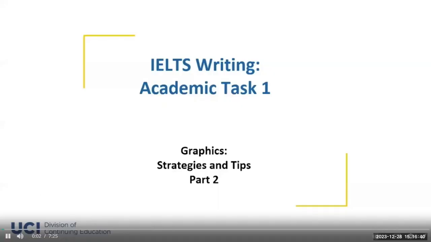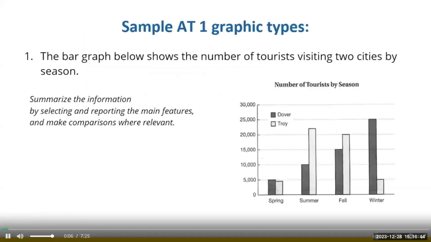IELTS Writing, Academic Task 1, Part 2. The first graphic we're going to review is a bar chart. So here we have a topic. The bar graph below shows the number of tourists visiting two cities by season. So this is the topic and the main idea of the essay you're going to write about.